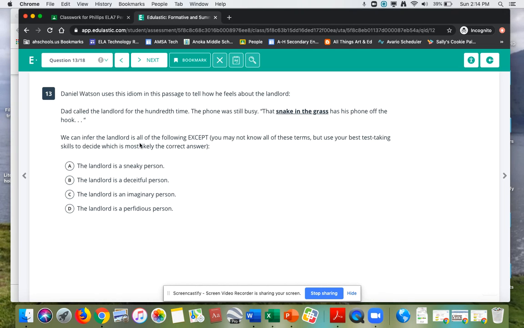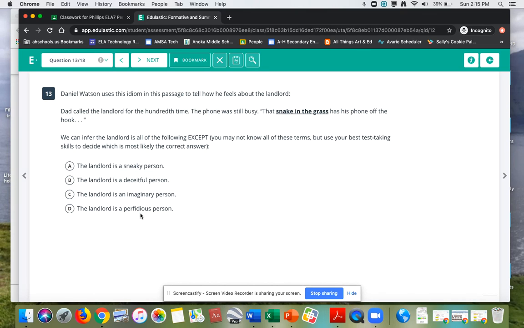We can infer that the landlord is all of the following except what? Is the landlord not sneaky? Is the landlord not deceitful? Is the landlord not an imaginary person? Is the landlord a perfidious person?